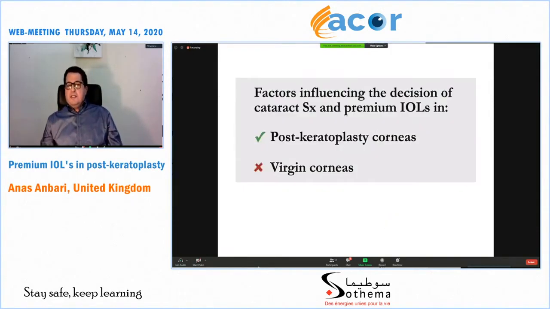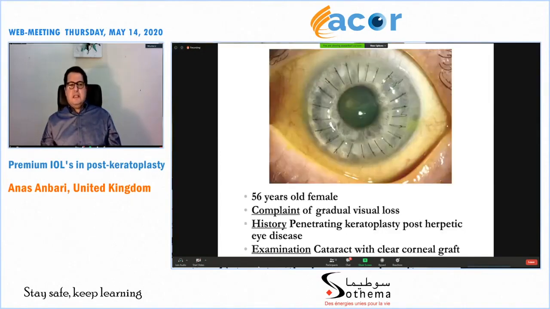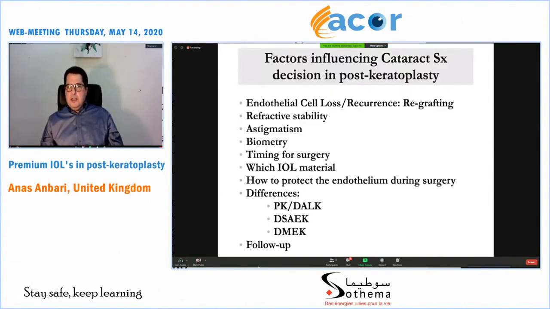It's really about the factors influencing the decisions of cataract surgery and premium IOLs in post-keratoplasty corneas, which are different than the ones in virgin cornea. We had this referred at our center, a 56-year-old female with a complaint of gradual visual loss and a history of penetrating keratoplasty post-herpetic eye disease. Examination showed cataract with clear corneal graft. Let's go through the factors to determine what to do with this patient and with post-keratoplasty cataract patients in general.